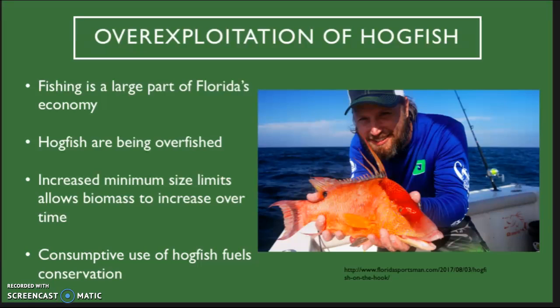Because fishing is such a large part of the Florida economy, many people have made conservation of fish stocks more of a priority in order to secure more economic security. This is a great example of how consumptive users are important for conservation, as I mentioned earlier. People who depend on these fisheries economically are motivated to implement conservation so that they can continue to profit and maintain their business.